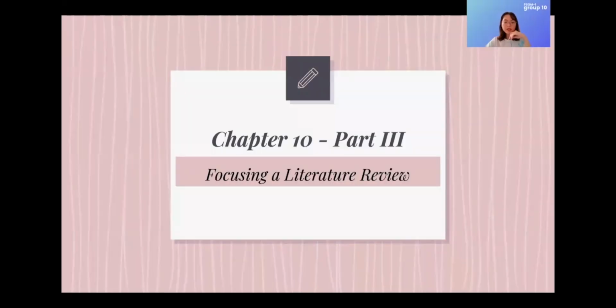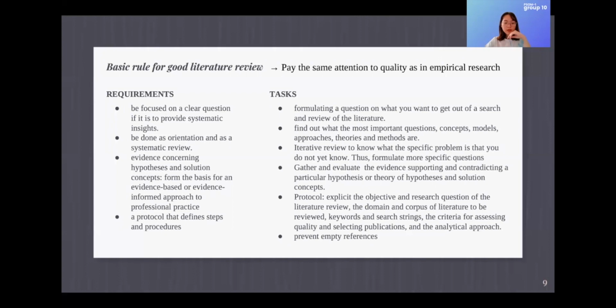The remainder of this chapter presents guidelines for a good literature review. A basic rule for a good literature review is to pay the same attention to quality as in empirical research. So there are 4 requirements for the literature review. First, you have to focus on a clear question if it is to provide systematic insights.